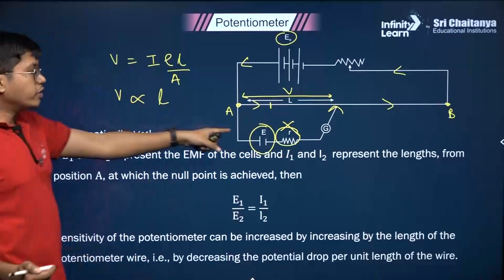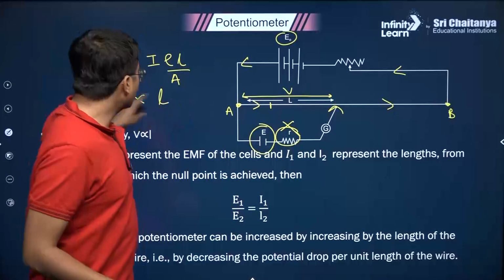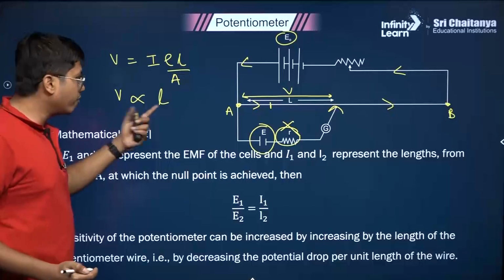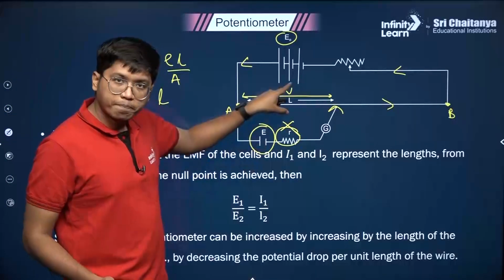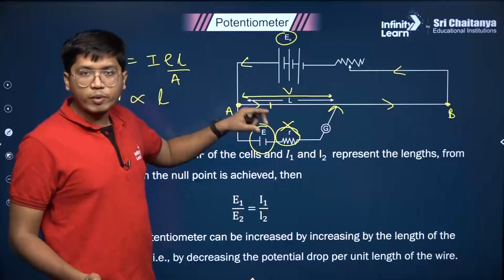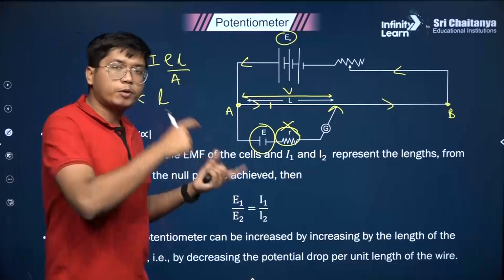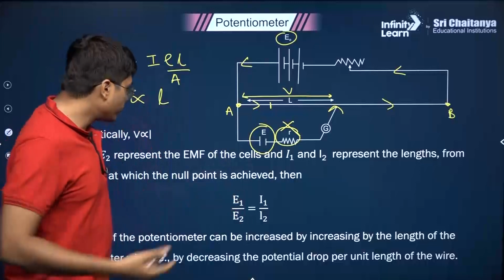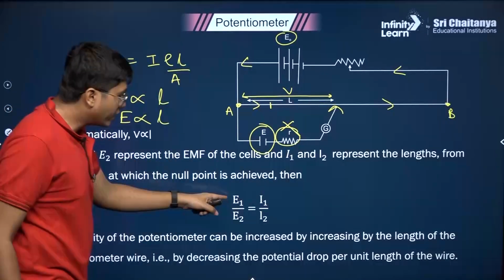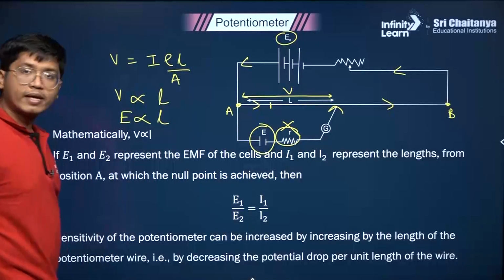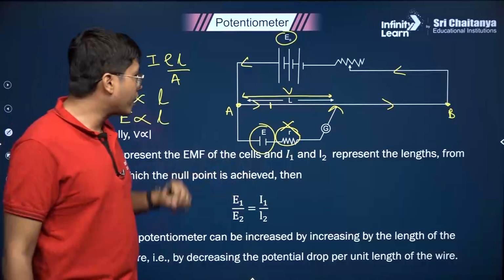Okay, so you do it with one cell, you get the length, because the voltage is proportional to length. So even your EMF would be proportional to the length, because you want E to be equal to V. Similarly, you get one length L1, you replace the cell, put in another cell, and get another length L2. Since E is proportional to L, you will have E1 by E2 is equal to L1 by L2. That is how this relation actually comes into play.